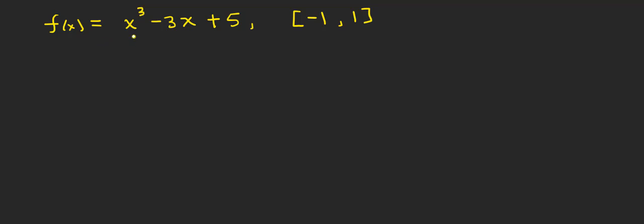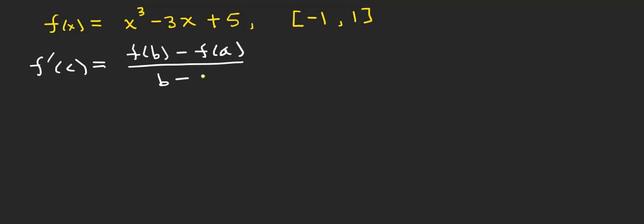Now you got f of x equals x cubed minus 3x plus 5. And we're looking at the interval from negative 1 to 1. Does this satisfy mean value theorem? It does, because this is a polynomial. And you know that a polynomial is continuous and differentiable. So you might want to check with your calculator to confirm it. Now, since it satisfies the mean value theorem, where can we find c such that f prime of c is equal to f of b minus f of a all over b minus a?